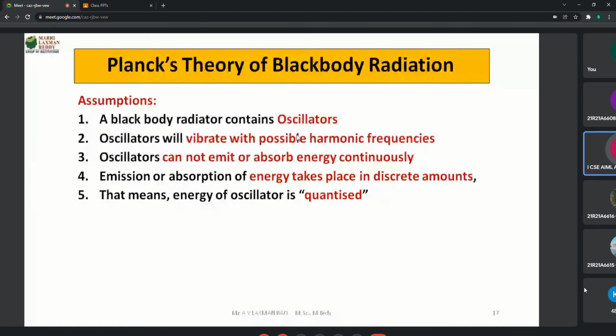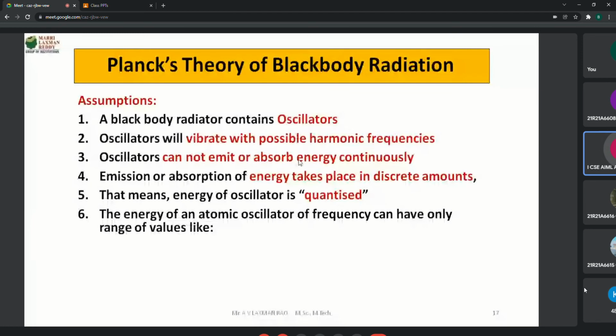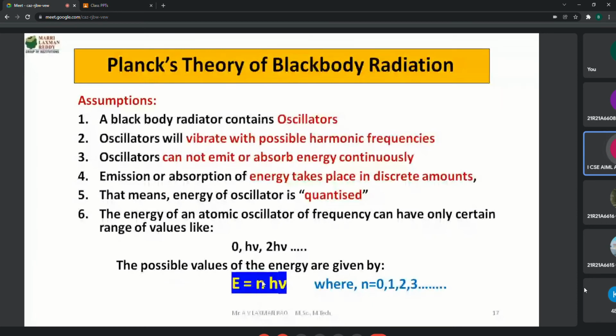E equal to n into h nu. That's why it is called E equal to h nu. We are calling E equal to n into h nu. It is nothing but, in order of h nu, energy is emitted if at all a particle is vibrating with some frequency. This is nothing but Planck's black body radiation.